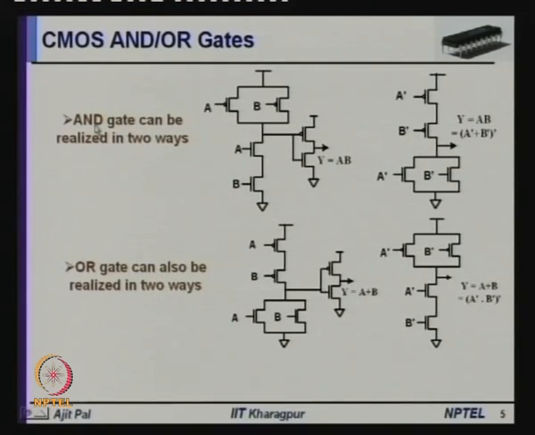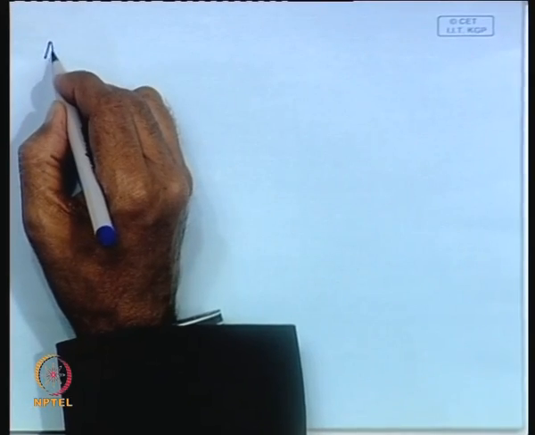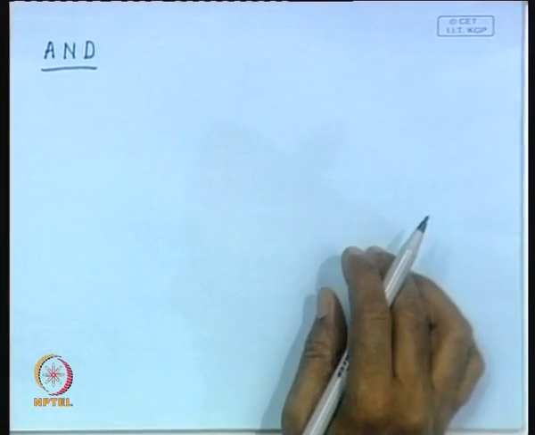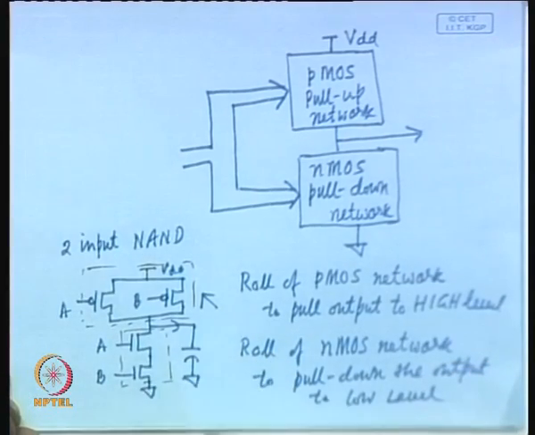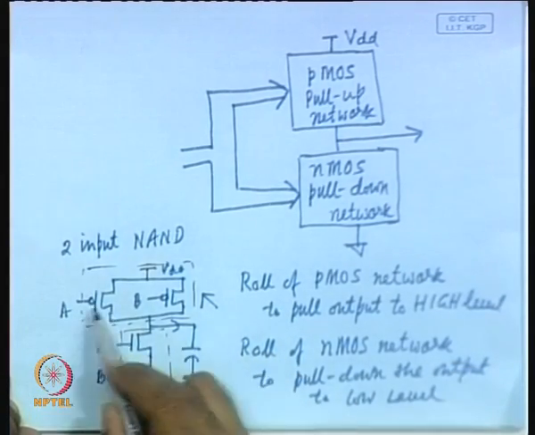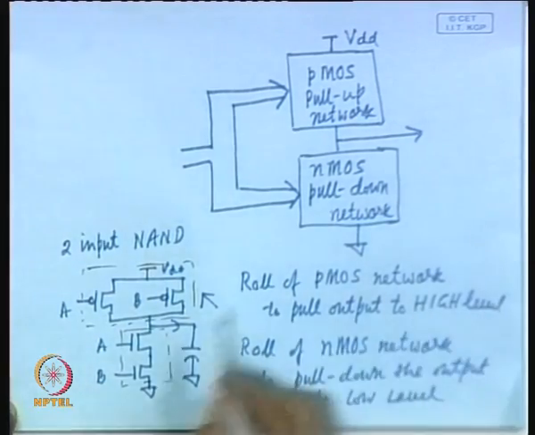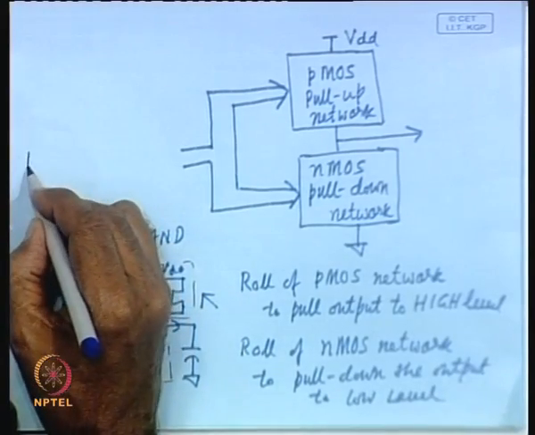How can I realize AND and OR gates? We have already discussed the realization of NAND gates. Now, let us consider the realization of AND gate. As we have seen, the realization of NAND and NOR gates come very naturally to static CMOS circuits. We have seen you will just realize a series connection of NMOS transistors and a parallel connection of PMOS transistors and realize the circuit.